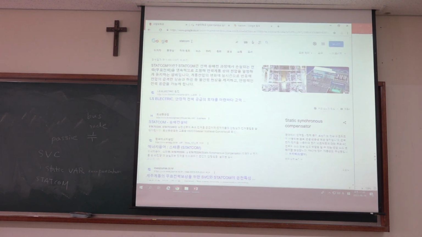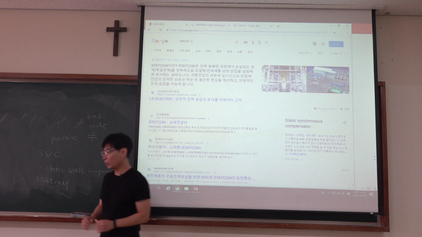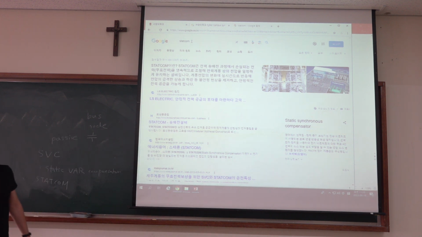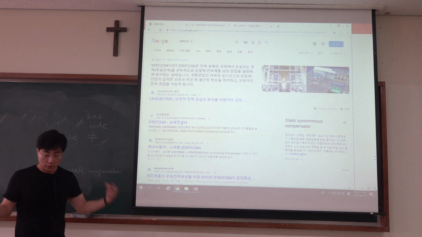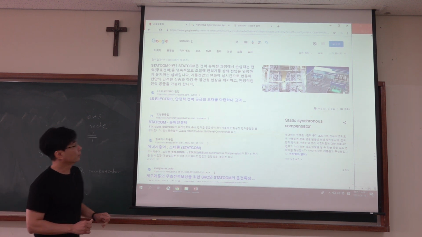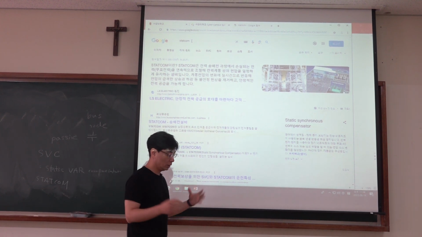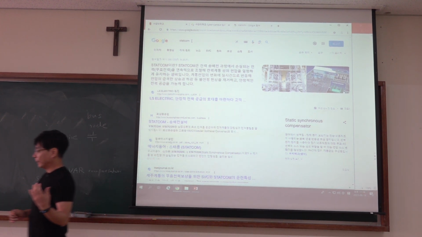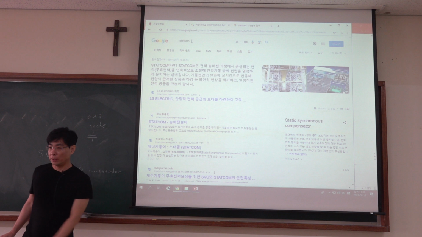In Korea, KEPCO decides where to put this kind of device. KEPCO maintains the transmission lines and distribution lines. Because a lot of renewable generation is integrated into the distribution network, the voltage fluctuates severely these days. So we need to have more of these devices.